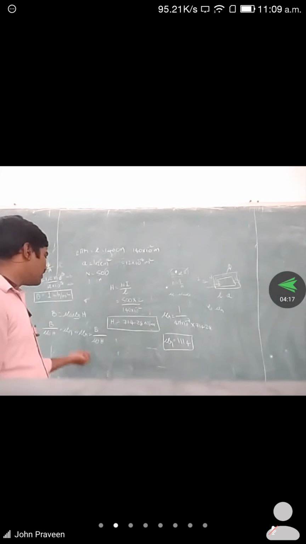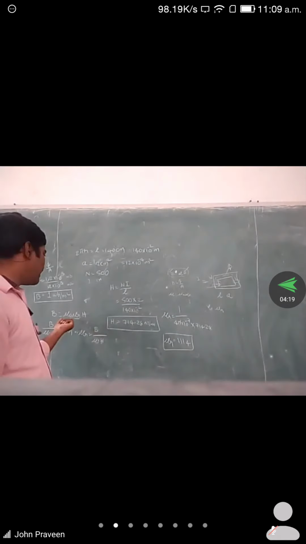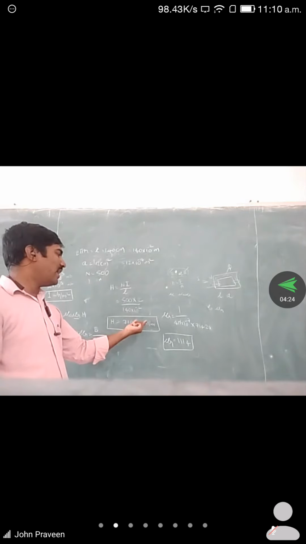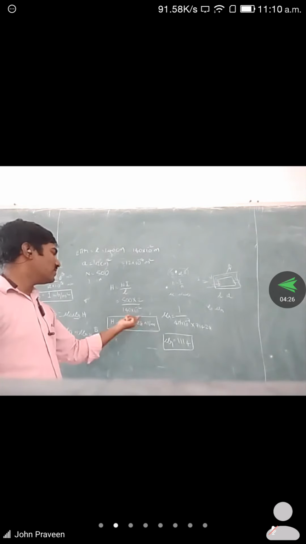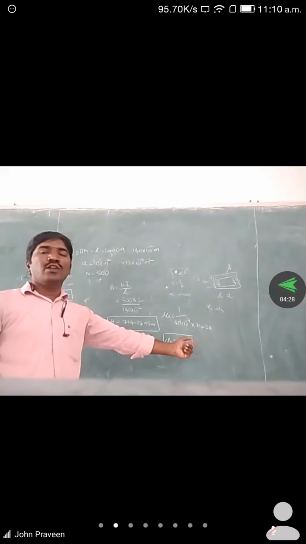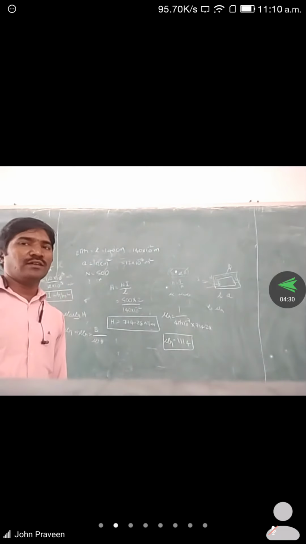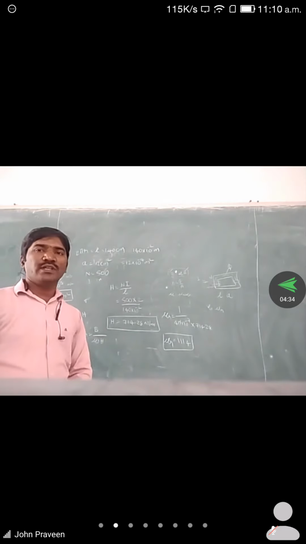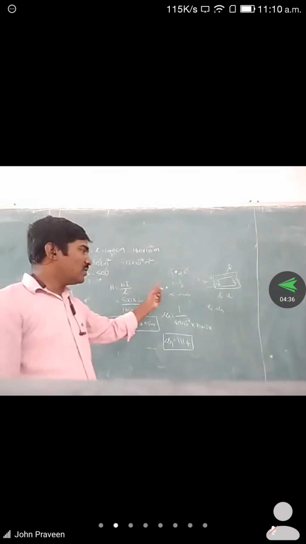Here we are getting Webers per meter square, and here we are getting ampere turns per meter, so they both get cancelled. Finally no units are obtained. So this is the simplification we want to do for a given core material.